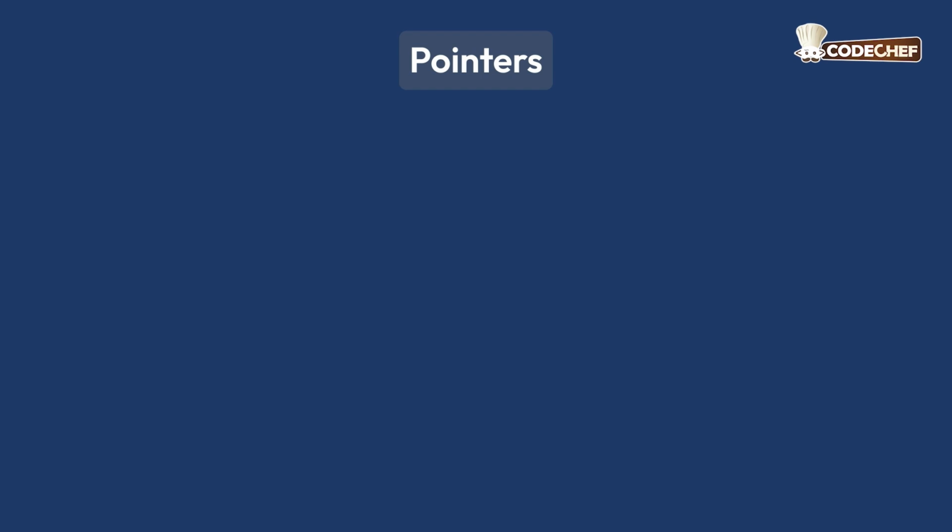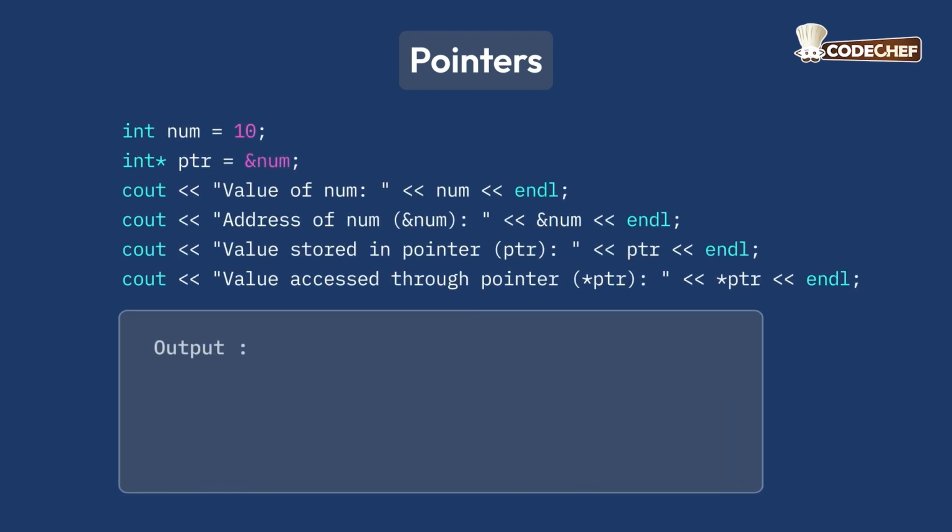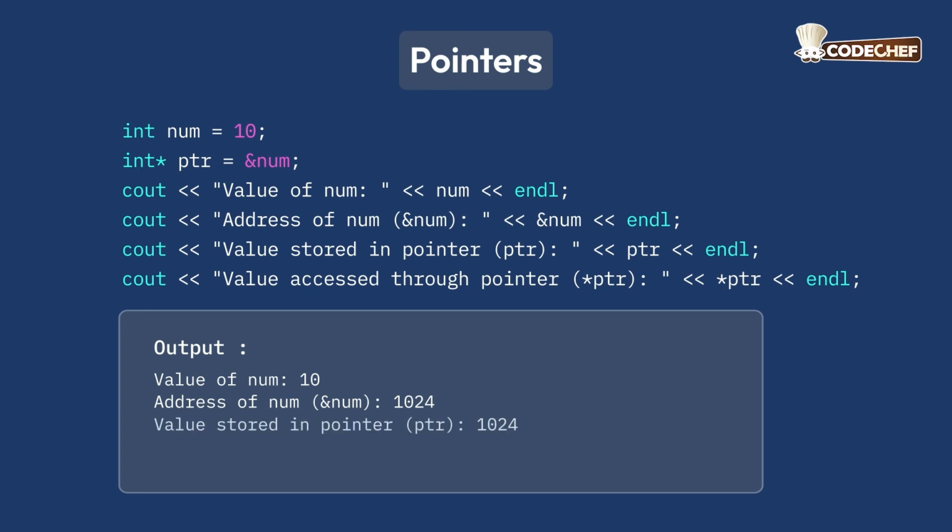Let's print the values to understand this better. For this, when num value is 10, we have given simple cout statements. So the value of num will be 10 and the address of num will be a memory address that is assigned to num. The value stored in the pointer, that means ptr, will also be a memory address. The value accessed through the pointer will be 10.